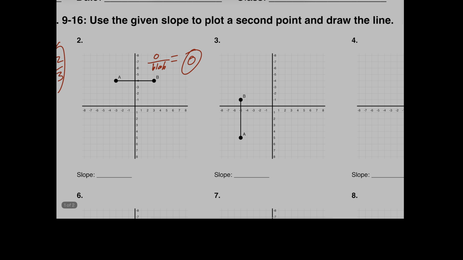Okay? Number 3 is just the opposite. We have a vertical line. Now I know right now that when you see this, you just want to start saying, well, the answer is no solution. Okay? You just want to memorize that. But let's just remember why.